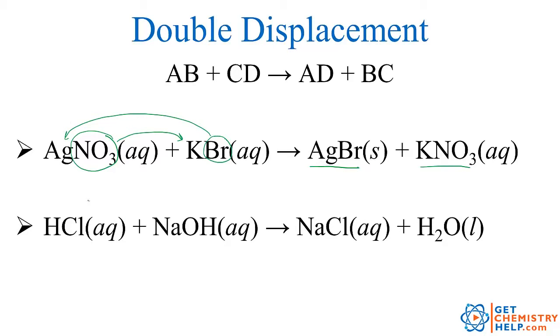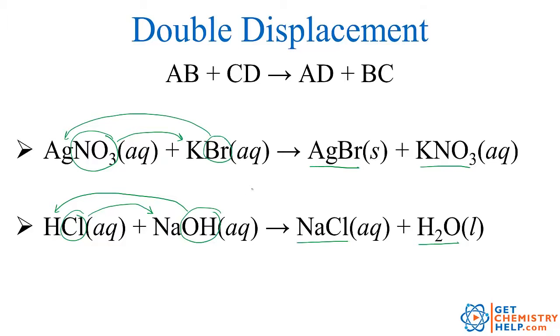Now another specialized type of double displacement, which we'll spend more time on in a future video, is an acid plus a base. So here we have hydrochloric acid combines with sodium hydroxide to produce sodium chloride and water. So the hydroxide was with sodium, then it went over here and combined with the H plus in hydrochloric acid to make water. The chloride was with the hydrochloric acid, and it went over here to combine with the sodium to make sodium chloride. So 2 things were displaced.